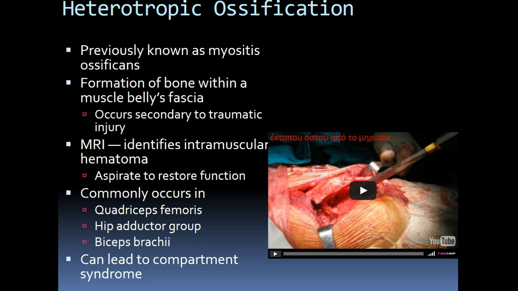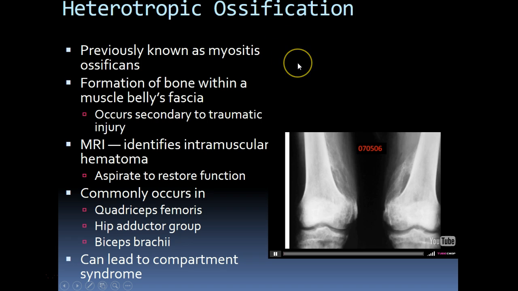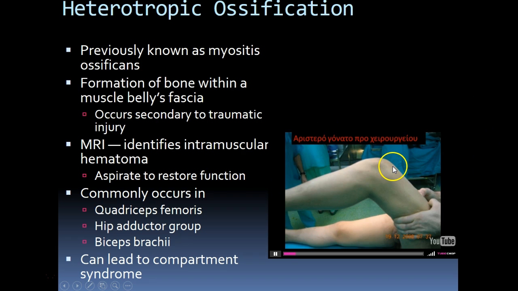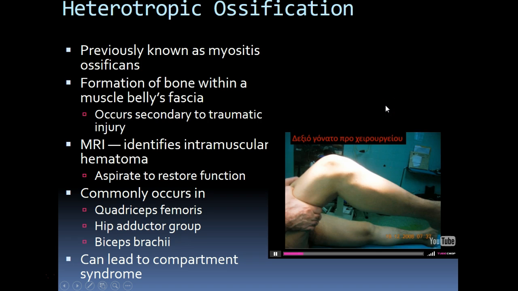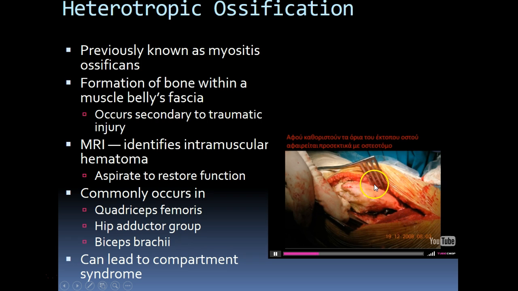And heterotropic ossification, also known as myositis ossificans, is basically formation of bone within a muscle belly. And so what we'll see here is a surgical procedure. And what you can kind of see from this is that the patient actually has bone formation. And so the physician's actually going to go in and he's going to cut that bone out of the actual muscle. What we see with heterotropic ossification is what we see here, is this bone that has grown in between the actual muscle, and I believe this is a quad, this massive piece of bone.